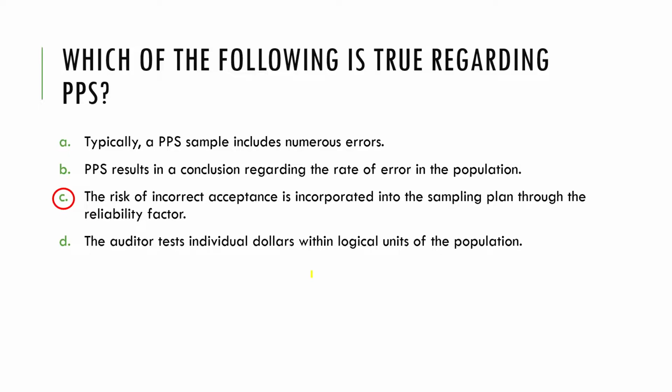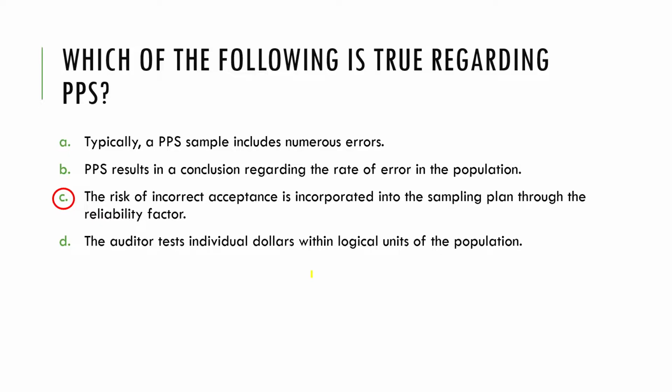We always consider the acceptable risk of incorrect acceptance. Actually, probability proportional to size sampling is ordinarily used by the auditor when the auditor anticipates few errors, because PPS results in high misstatement bounds. It's very sensitive to the misstatements, so the auditor should only use this one if the auditor anticipates few errors.